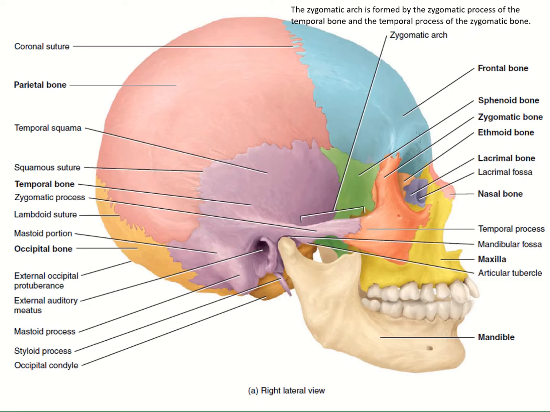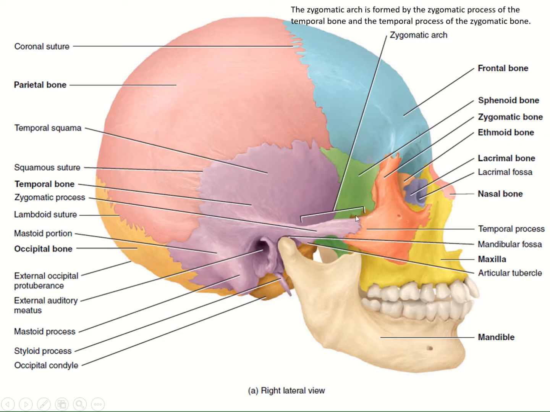Here is a picture of the right lateral view of the skull, and we would be able to appreciate the cranial bones, including your frontal bone over here, parietal bone, temporal bone, and the occipital bone. And appreciate more the structures of the facial bones: the nasal bone over here, the zygomatic bone, the maxilla, and the mandible.